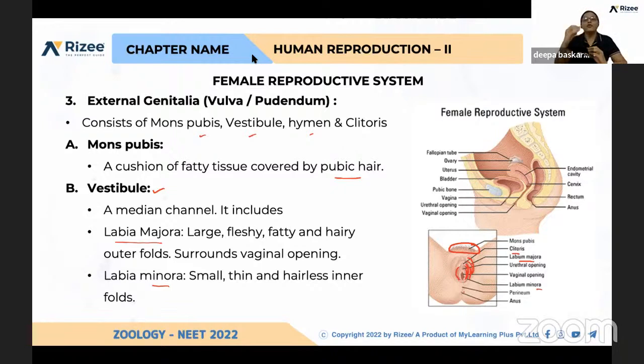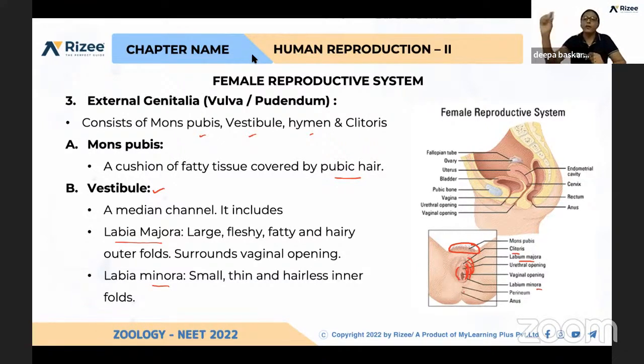The released egg will be captured by the fallopian tube. The fallopian tube at its edge has finger-like projections called fimbriae, and the first part, the lower part of the fallopian tube, is called the infundibulum, which is funnel shaped. Shape is also very important. The funnel-shaped infundibulum extends as the broad ampulla, where fertilization happens, and it extends further as the isthmus that leads to the uterus.